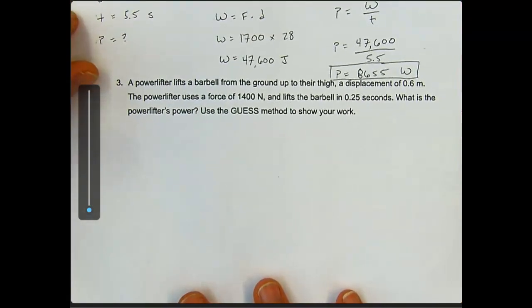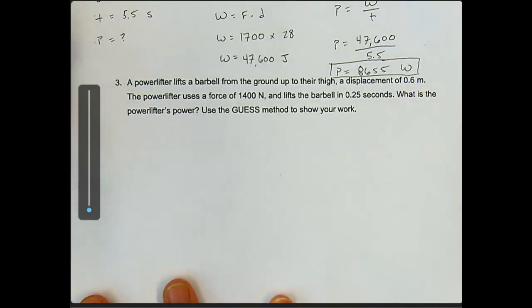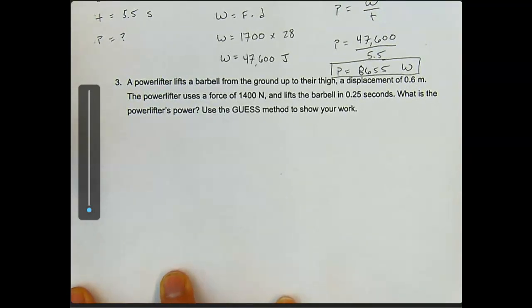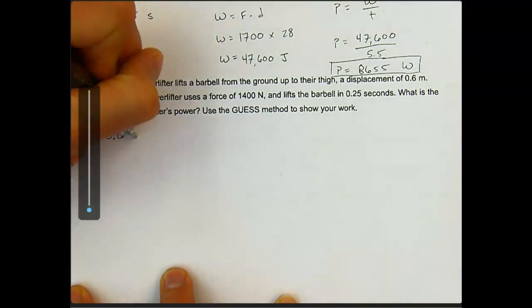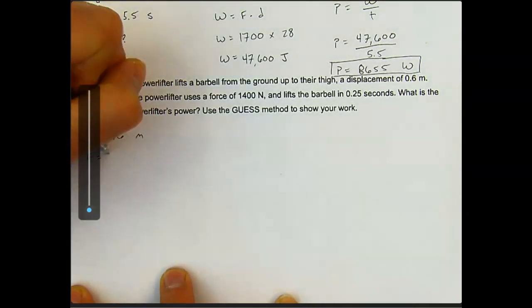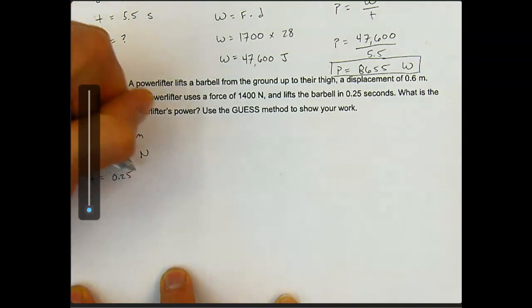So this one, we have a power lifter. So obviously power lifters have a lot of power. Okay, so let's look at some of the numbers that we were given. A power lifter lifts a barbell from the ground up to their thigh, a displacement of 0.6 meters. The power lifter uses a force of 1,400 newtons and lifts the barbell in 0.25 seconds. What is the power lifter's power? All right, so let's write out what we were given. We were given a displacement of 0.6 meters, a force of 1,400 newtons, and a time of 0.25 seconds.